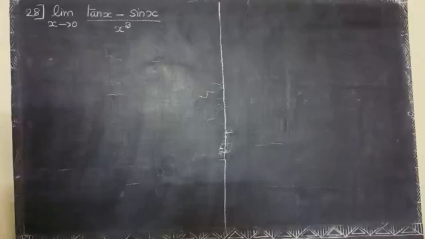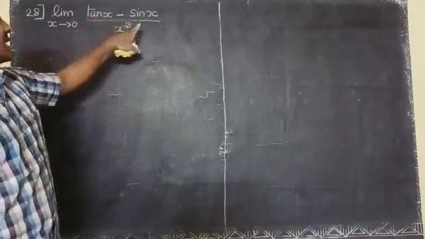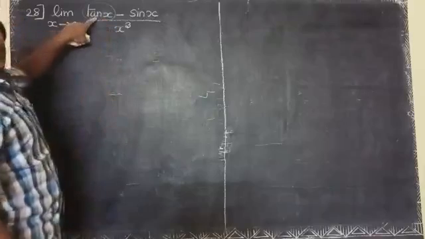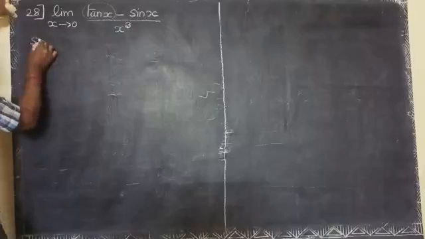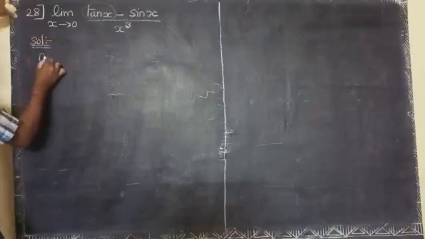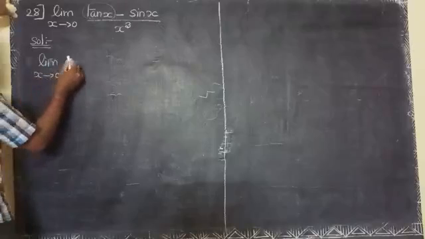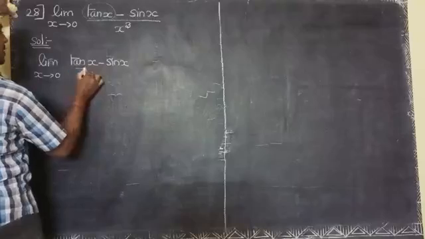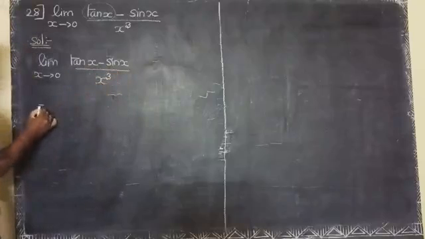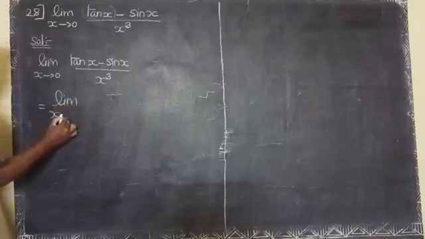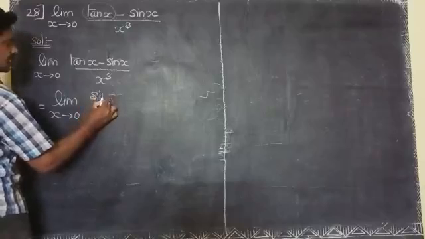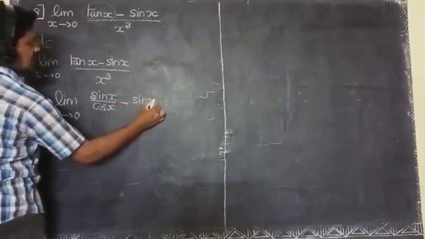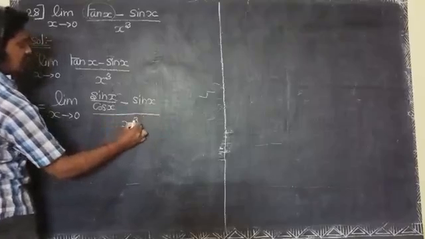Question number 28. Evaluate limit x approaches 0 of (tan x minus sin x) divided by x cube. Using the trigonometry formula, tan x can be written as sin x divided by cos x. Solution: limit x approaches 0 of (tan x minus sin x) divided by x cube, which is equal to limit x approaches 0 of (sin x divided by cos x minus sin x) divided by x cube.